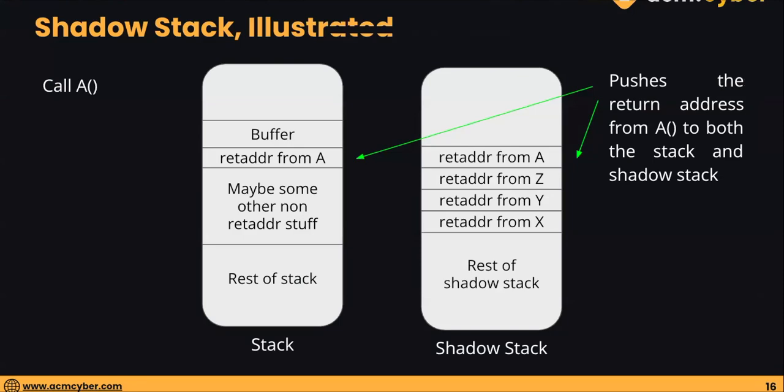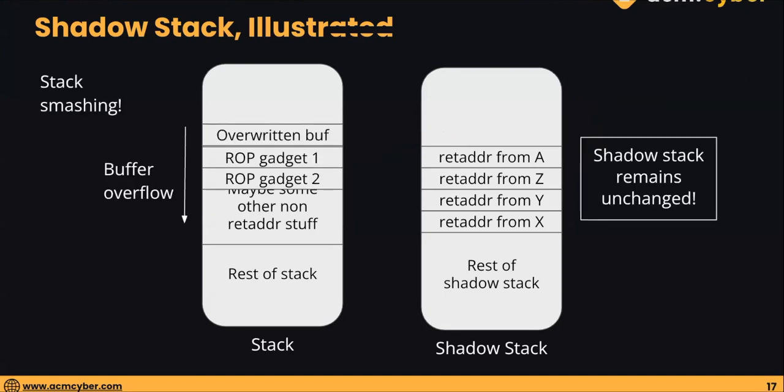So I have a simple illustration of how the shadow stack works. This is a normal program execution. When we call function A, the return address from A is pushed onto both the shadow stack as well as the stack. Usually, if you have a function that accepts user input, you will have some kind of local buffer on the stack. If you are able to perform a buffer overflow, then from the buffer we can overwrite the return address with certain ROP gadgets, as shown on the stack on the left.